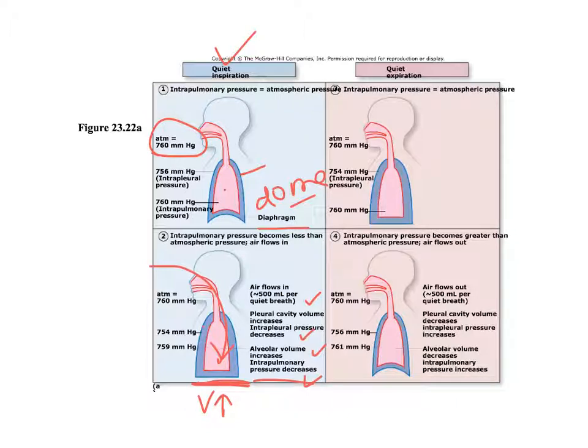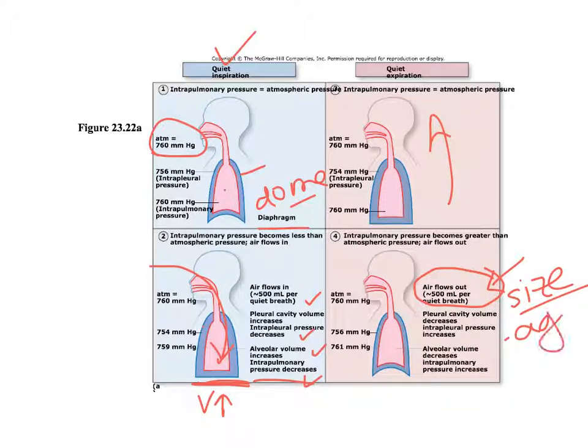When we exhale, the opposite happens. In a normal quiet breath, we have about 500 milliliters of air come in and out. This volume depends on how big you are, so your size, your age, and your gender, whether you're male or female.